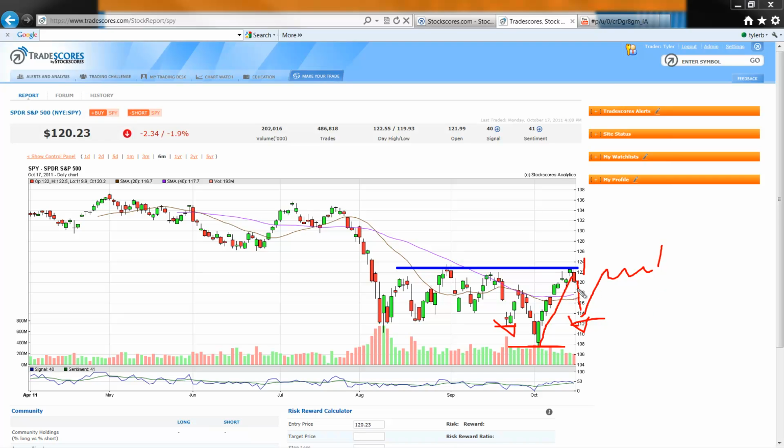Now, it could pull back for 2 days, it could pull back for 5 days, we don't know. What's important is that it forms that rising bottom. If instead the market moves to new lows, well, then the bears are still in control of stocks.